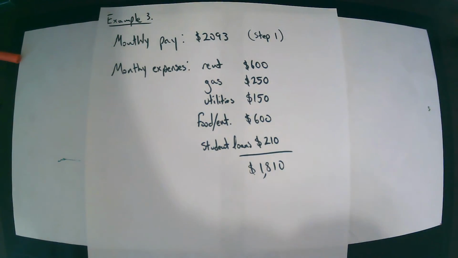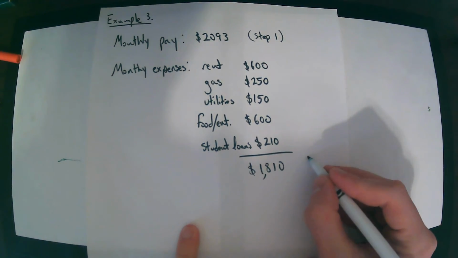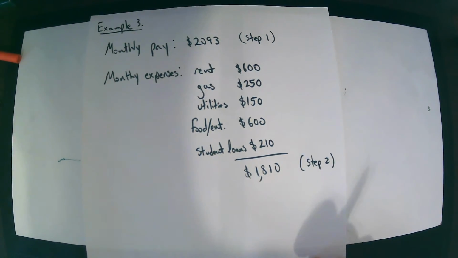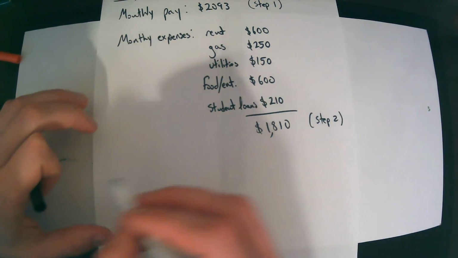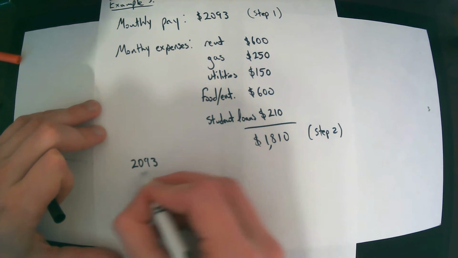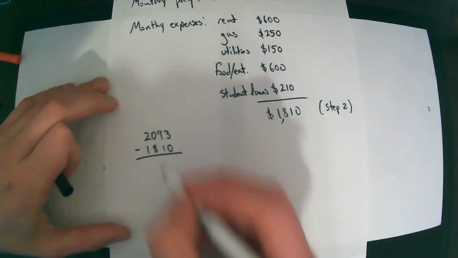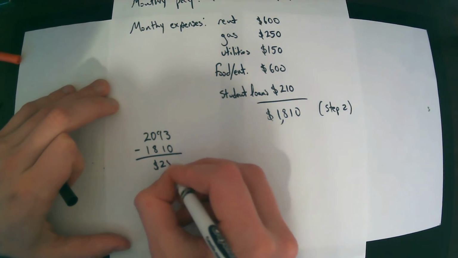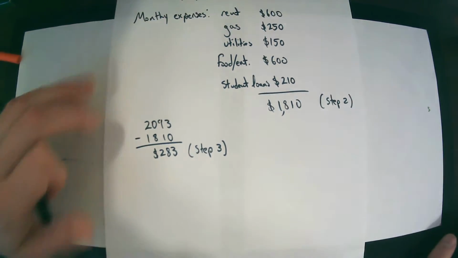But anyways, okay. So what are we doing now? Step 2 is to determine monthly total expenses. That's done. Monthly expenses. Okay, step 3 is to subtract, right? So we'll say 2093 minus 1810. I don't even know why I'm setting it up to do it by hand, because I'm just going to ask the calculator, and I'm going to get $283. And this is what the book calls step 3 in your budget.